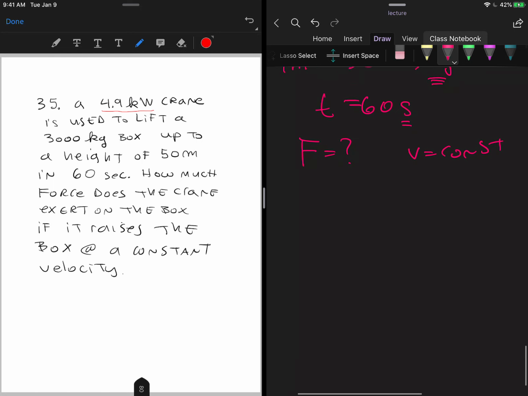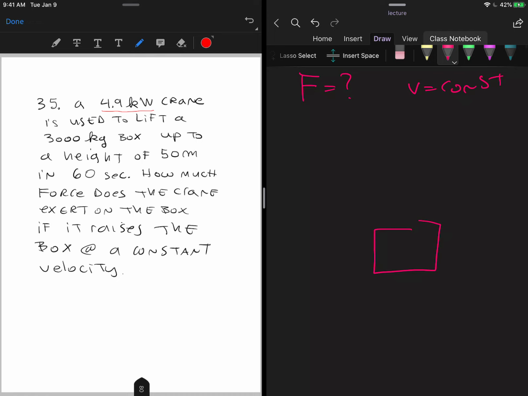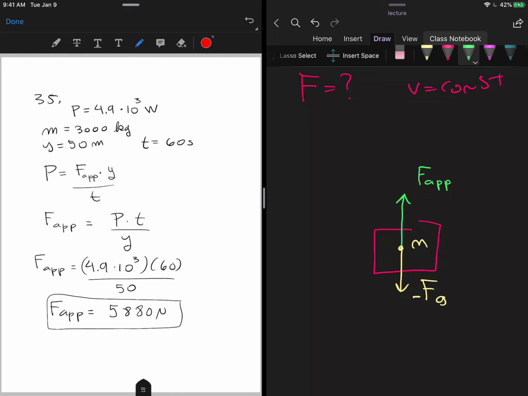So let's try to draw a picture for this. So you have a box, and the box has a mass m, so gravity's pulling downwards on it with the force Fg, and the crane is lifting upwards with a force, and let's call that one the applied force, or the same as the lifting force. And that's what we're trying to find.